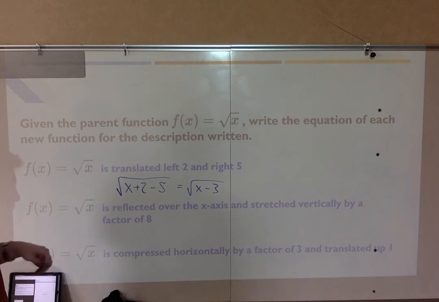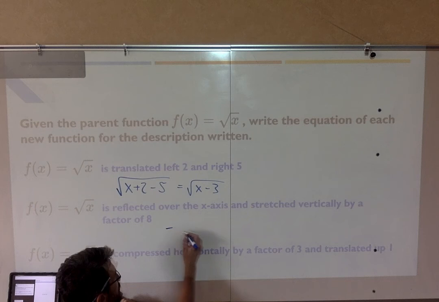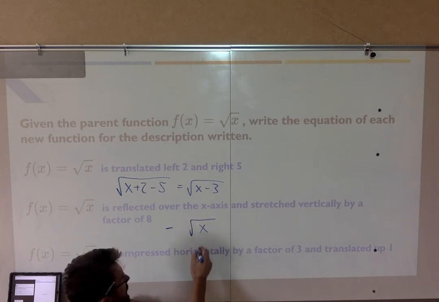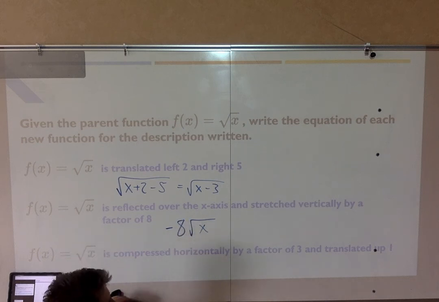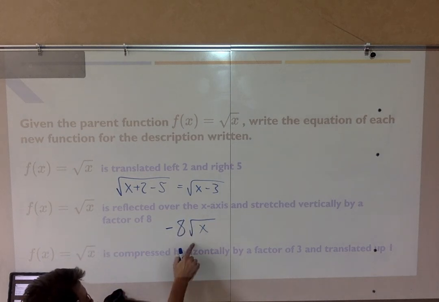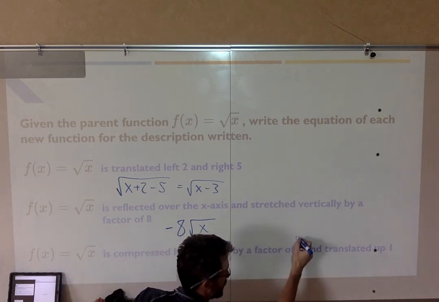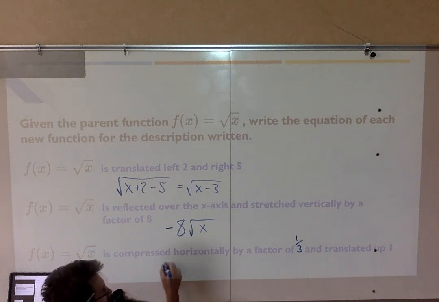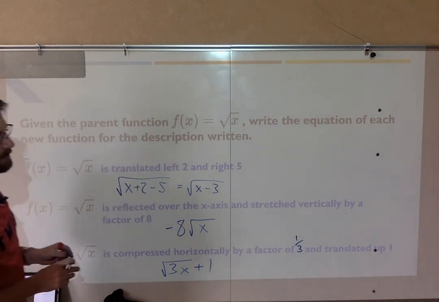Reflected over the x-axis and stretched vertically by a factor of 8. X-axis is vertical, so a negative on the outside, and then stretching vertically by 8 would also be multiplying on the outside. So negative 8 times the square root of x. Compressed horizontally by a factor of 3, we could really also change this to 1/3. So 3x, and then translated up 1 is a plus 1 on the outside.